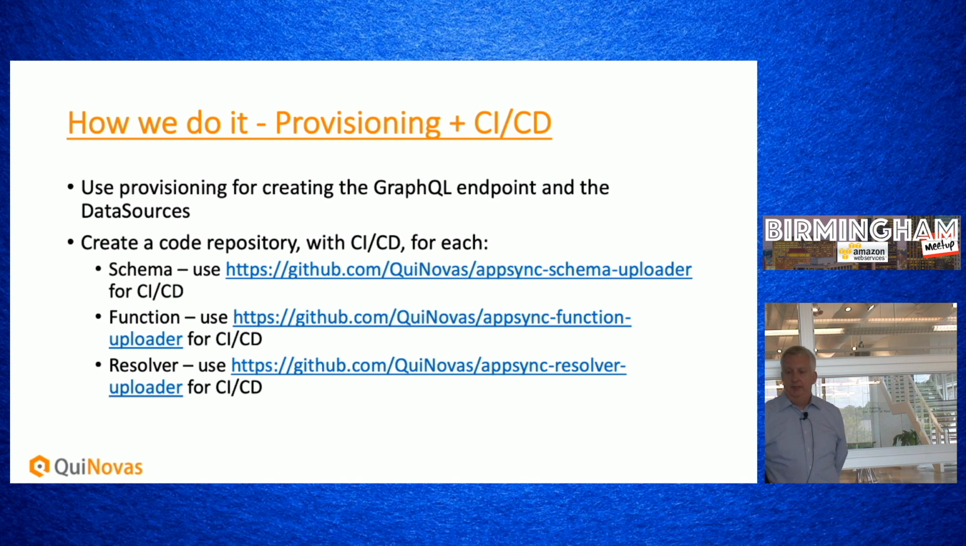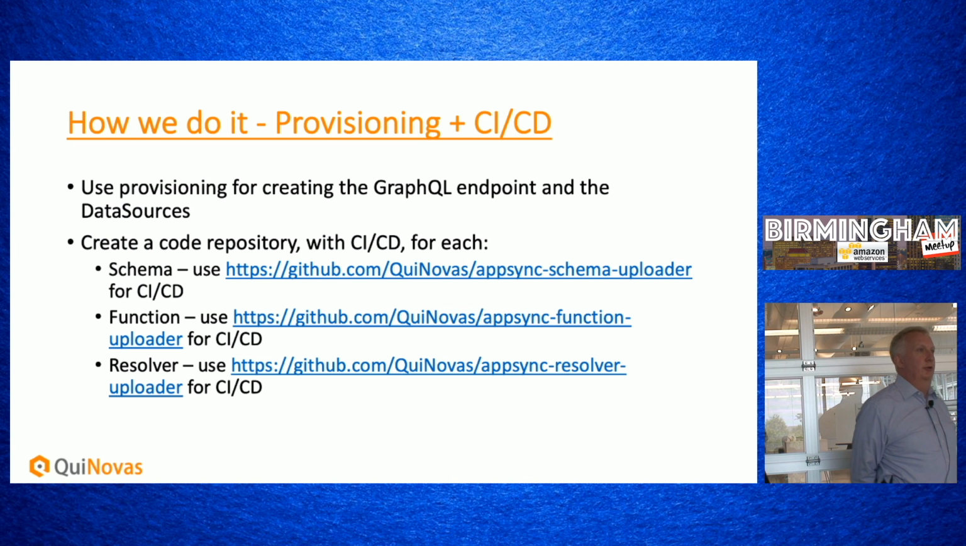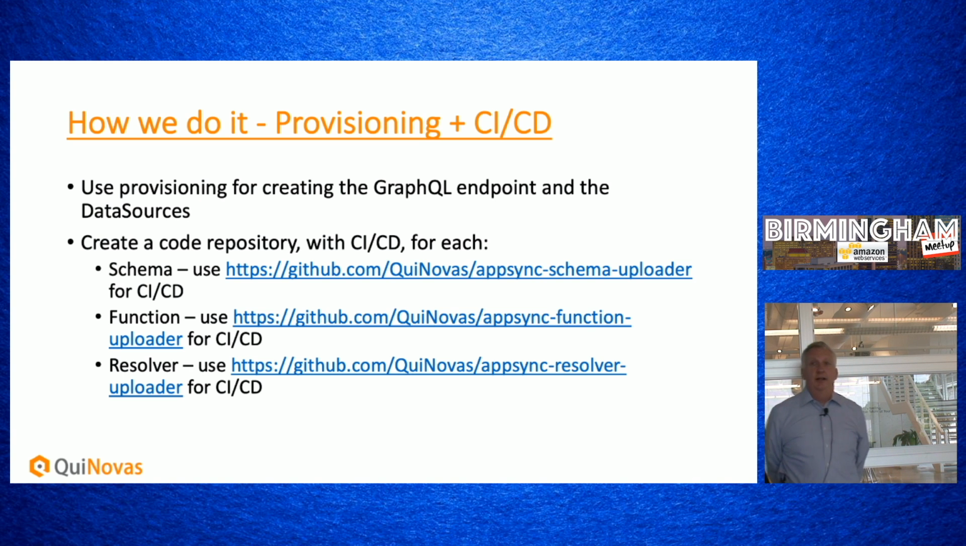And how I do that is I use provisioning to create the GraphQL endpoints and the data sources. This is a great use for CloudFormation or Terraform because I am actually provisioning an API endpoint when I create a GraphQL API. And all my data sources are based upon other resources that I've created in Terraform or CloudFormation, like DynamoDB tables or Aurora serverless implementations or Lambda functions, etc.